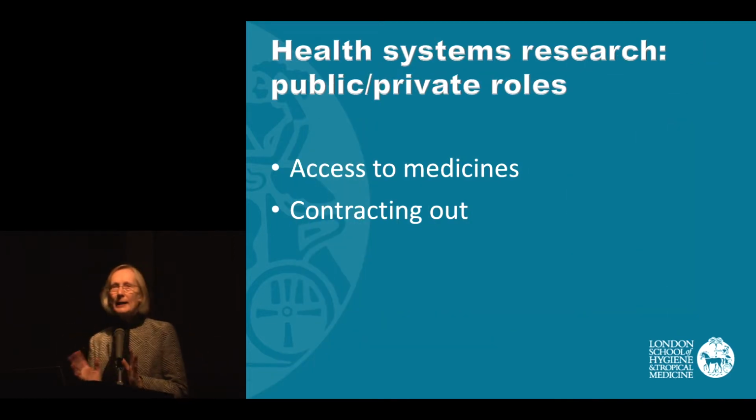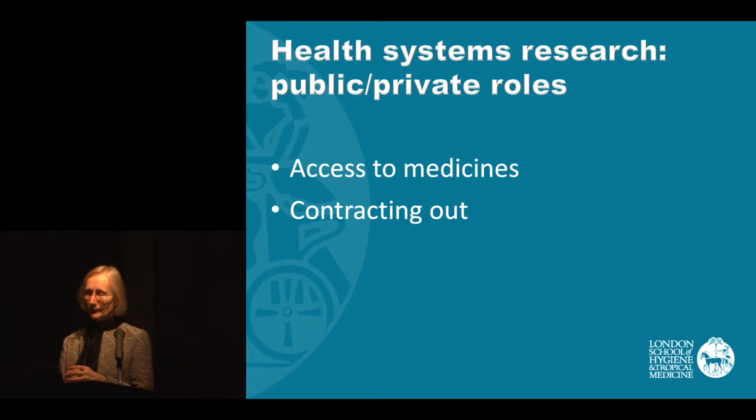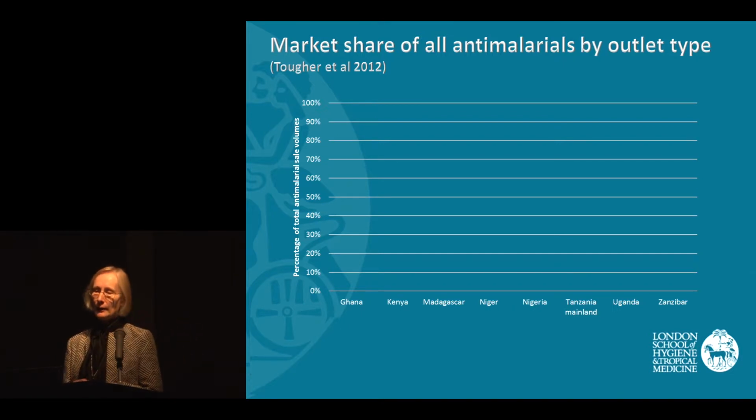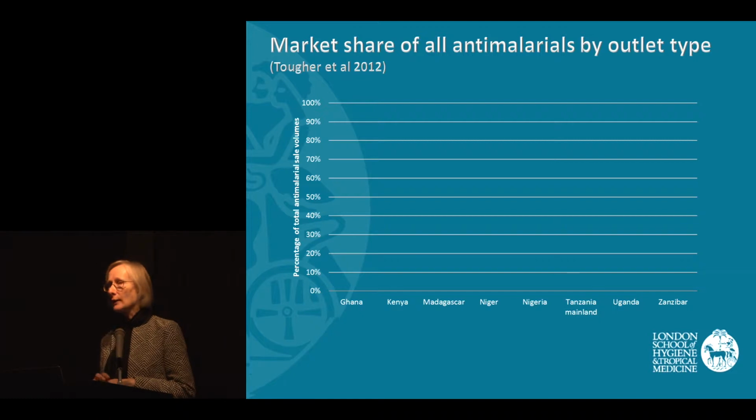So my last main topic is that of public and private roles, an area that health economics has put quite a lot of attention into. And I want to address briefly two topics: access to medicines and contracting out. So turning to a very different sort of healthcare issue, that of the distribution of drugs.